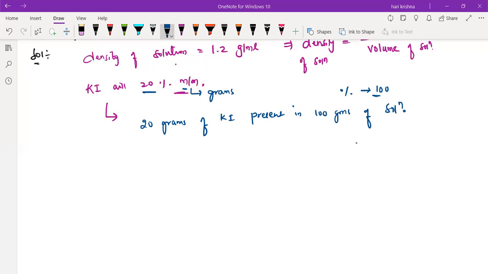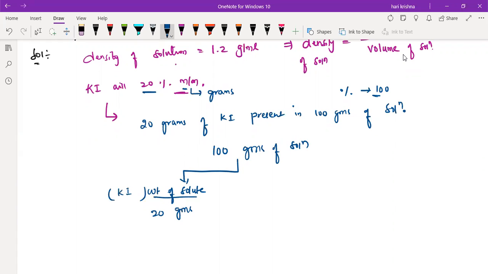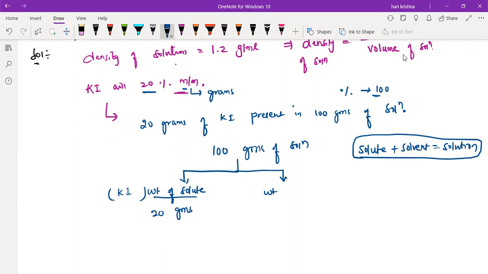Is it clear, Divya and Adesha? Yes, sir. Suppose you take 100 grams of solution, in that what is the weight of solute? 20 grams, right? Because we know solute plus solvent only will form the solution. If the solution is 100 grams and solute is 20 grams, then what will be the solvent? 80 grams, sir. Good.